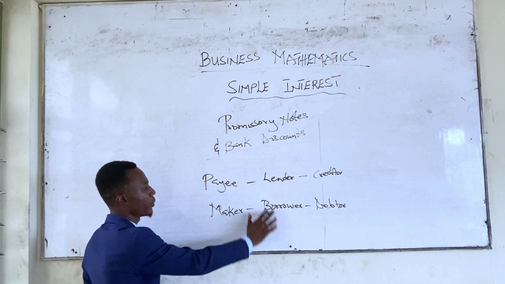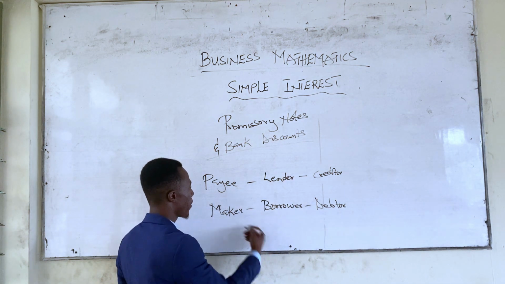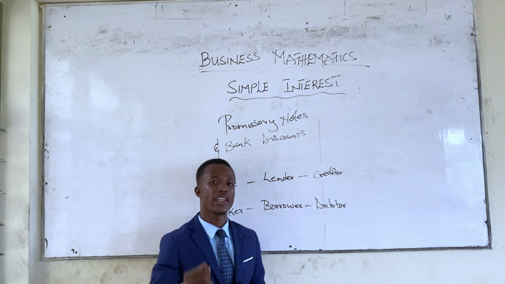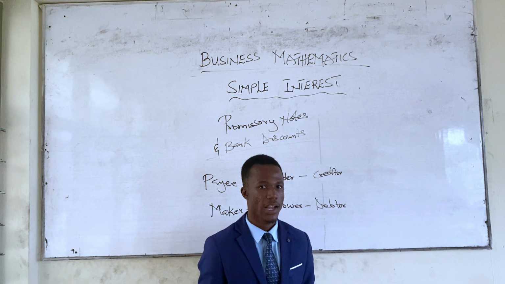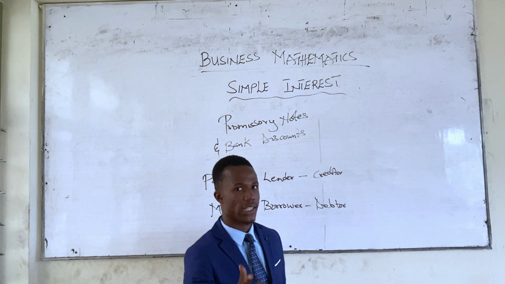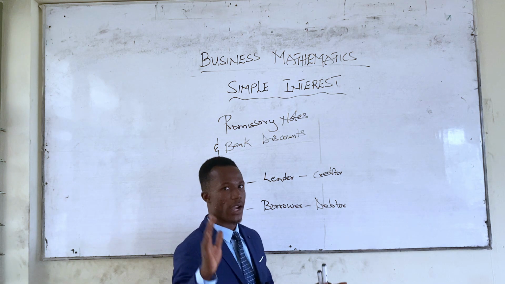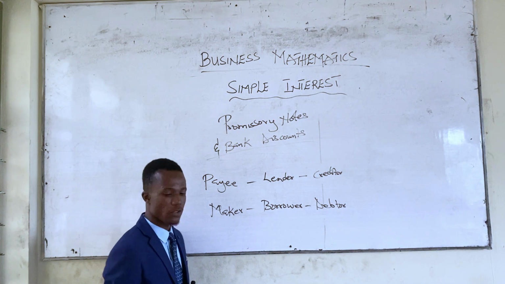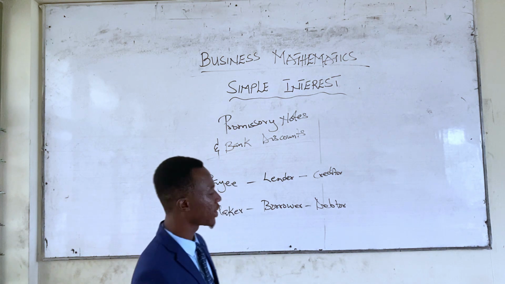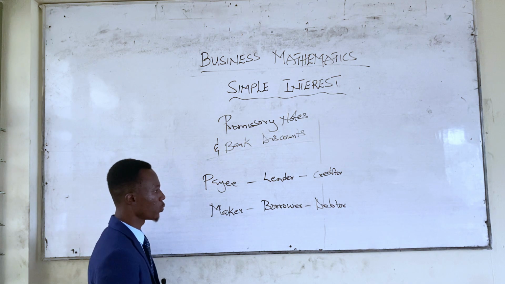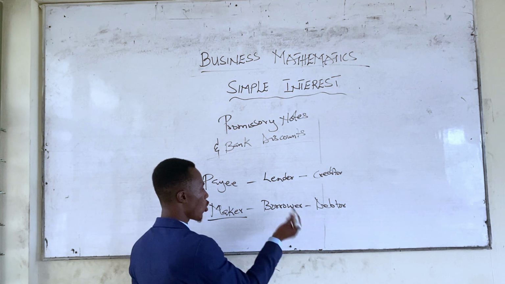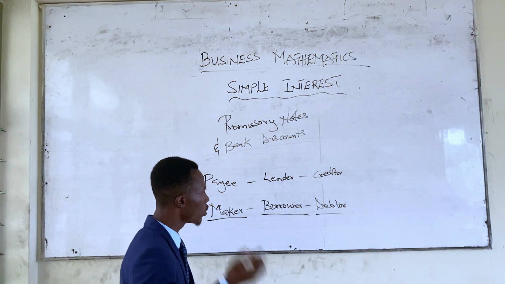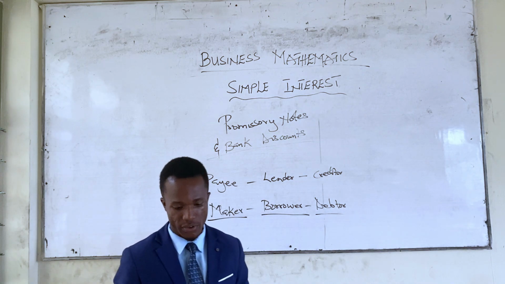So always we have two people in agreement: a lender and borrower, payee and maker, creditor and debtor. If I give you items on credit, it means I'm the creditor and you are the debtor, because you are part of those that are in debt to me. So the one who makes the promissory note is called the maker, the borrower or the debtor. You make the promissory note to the payee, the lender or the creditor.